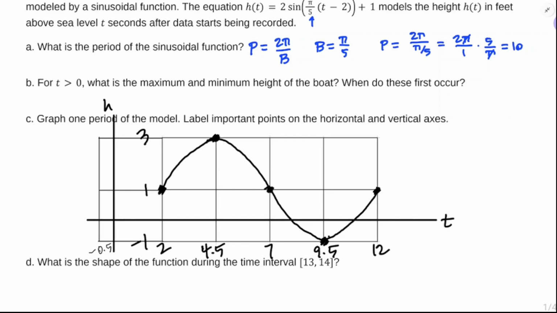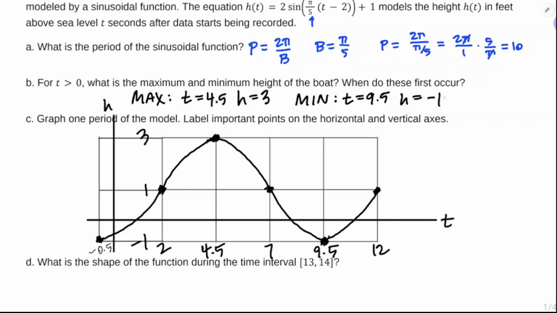So if I was to extend the graph, that first minimum would be happening in negative time, and we said for t greater than 0. So we're going to ignore that and say the first maximum is going to happen at t equals 4.5, and the height would be 3. And then the first minimum of the height of the boat is going to be t equals 9.5, and the height there would be -1.